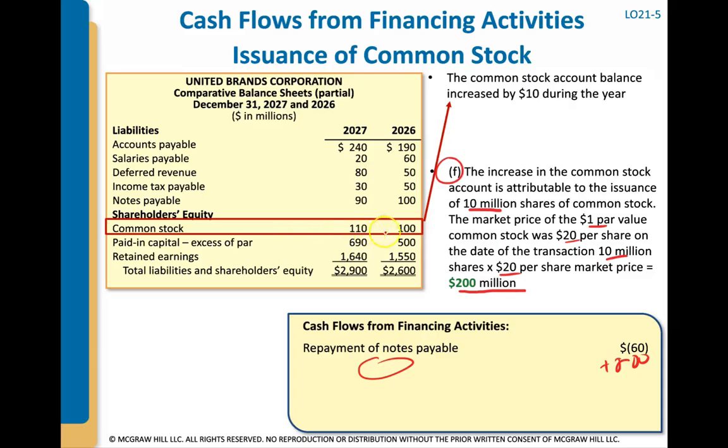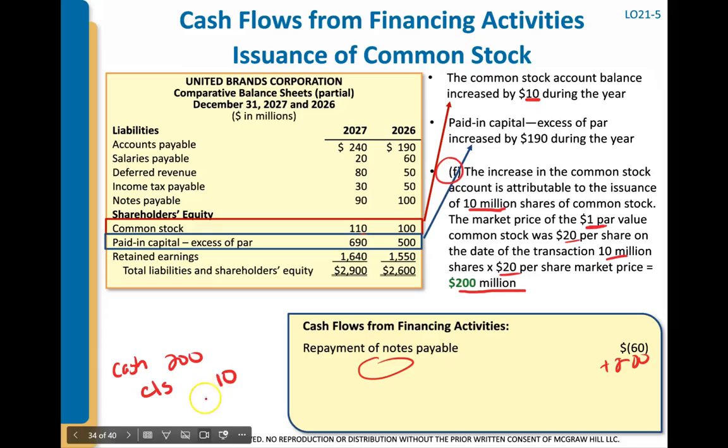Our common stock account, let's look at it. It went from 100 to 110. It increased by $10 during the year. And that's all attributable to this one transaction on item F, because we sold 10 million shares at $1 par value. We received cash for $200 million. And now our common stock is the 10 million times $1 par, which is 10.